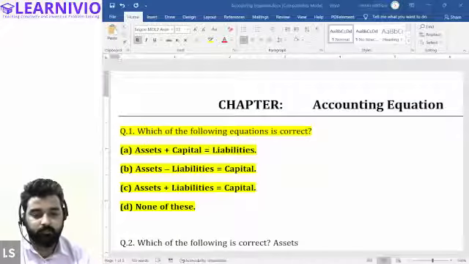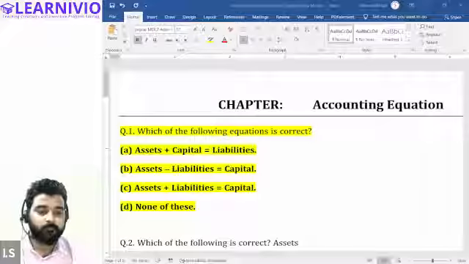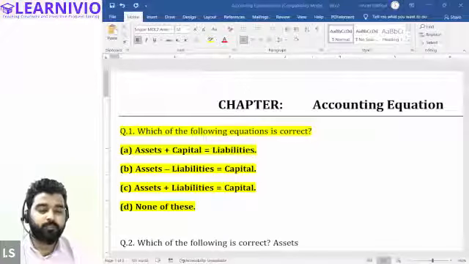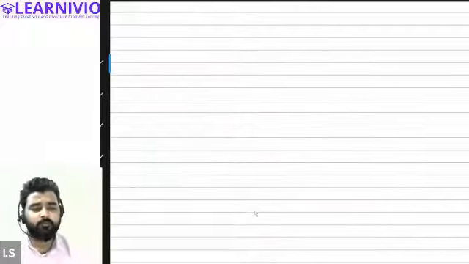Sameeksha, can you answer this question, please? Sir, assets minus liabilities is equal to capital. Yes, option B is correct. Peer? Afterwards I said B, sir. So it is clear now? Yes, sir. Do I need to explain this? No, sir, I understood. I didn't see the options earlier, that's why I said no.